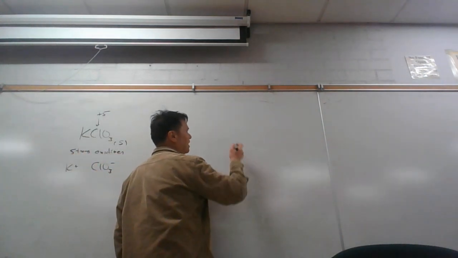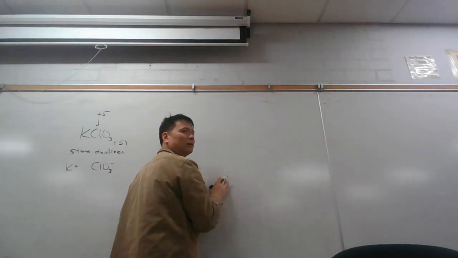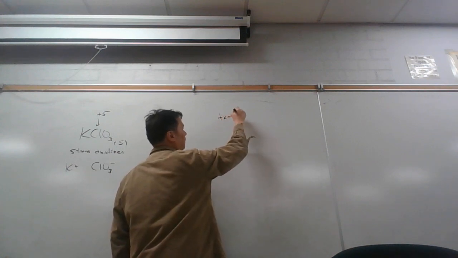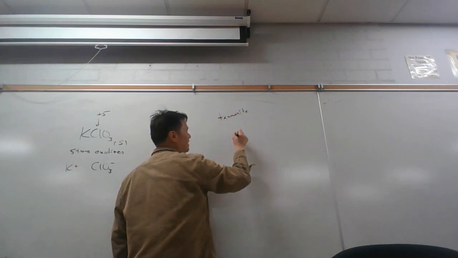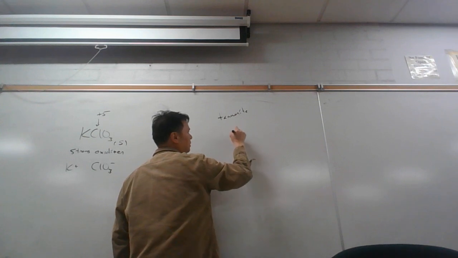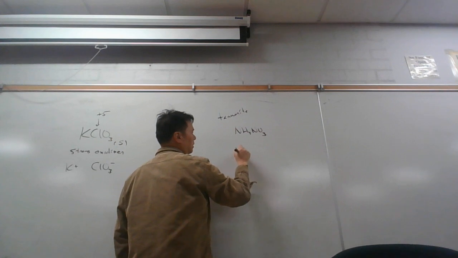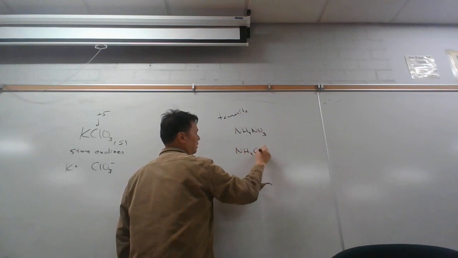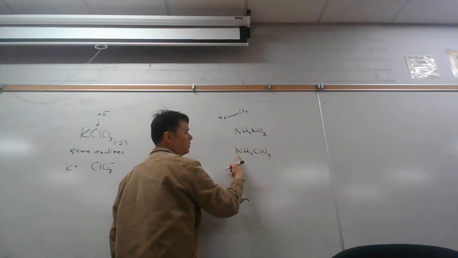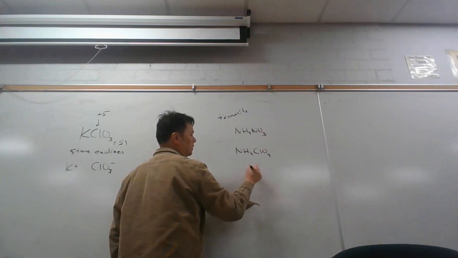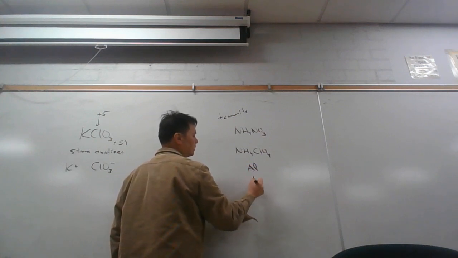Somebody asked me about Tannerite. Have you heard of Tannerite before? Tannerite is a mixture of ammonium nitrate, this stuff, ammonium, what do we call this? Perchlorate, and aluminum, plus other stuff.